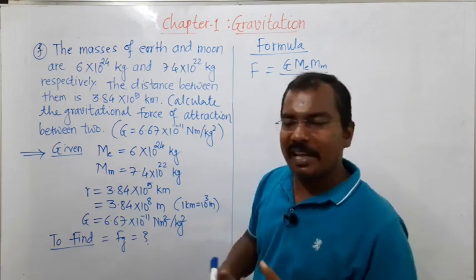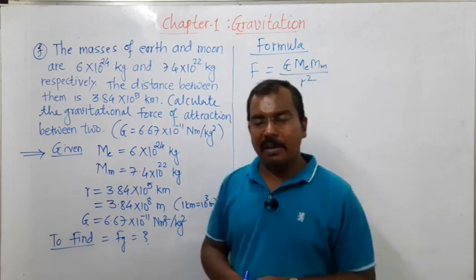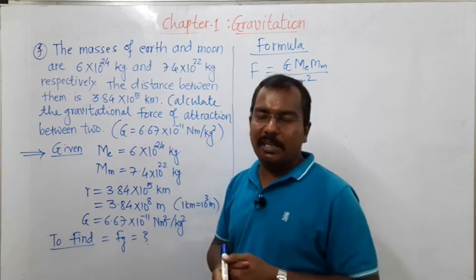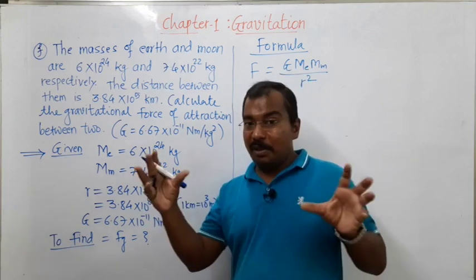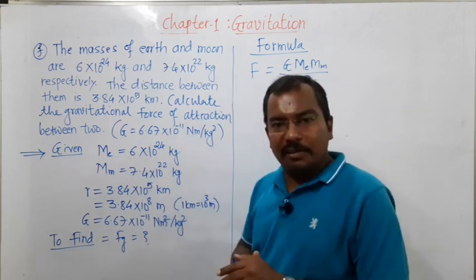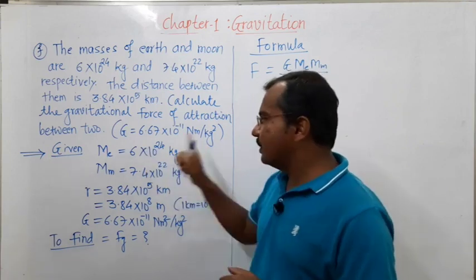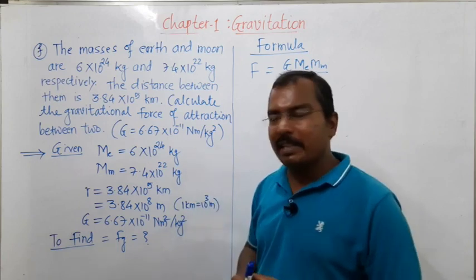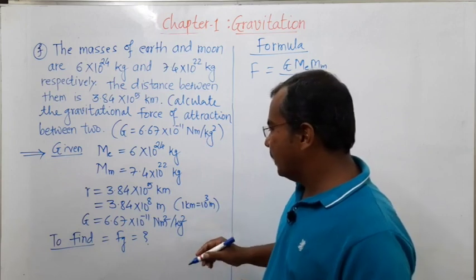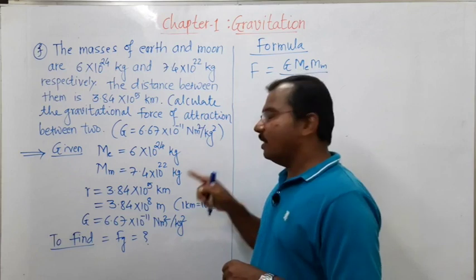Calculate the gravitational force of attraction between two. Mass of both the object is given. Distance of separation is also given. So we have to calculate the force of attraction or the force of gravitational. Gravitational force is always attractive force. And the value of universal constant of gravitation is also given here. G is equal to 6.67 into 10 power minus 11 Newton meter per square kilogram. It is Newton meter square actually. I forgot to write Newton meter square per square kilogram.